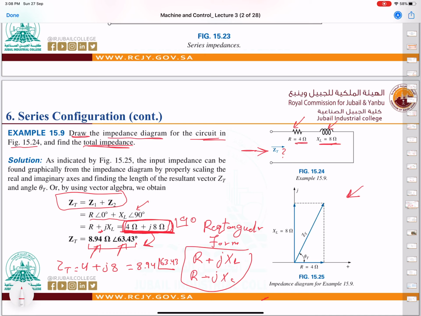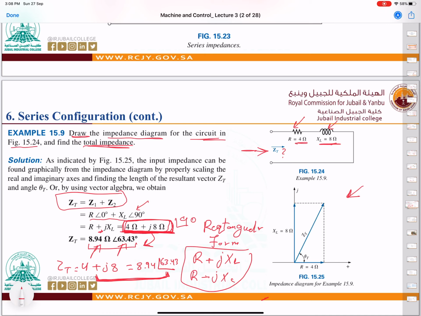Conversion between rectangular form to polar form. They are equal. They are equal, the same value. This is the same value. This is the same value. Just only conversion between the rectangular form to polar form. Inshallah, you will see with the videos how to do the conversion.